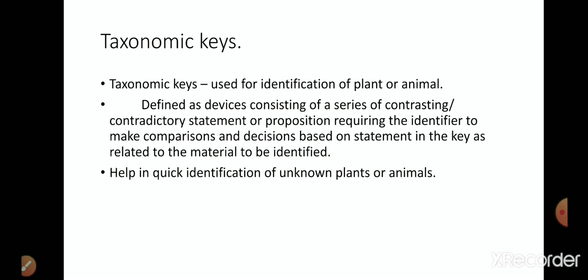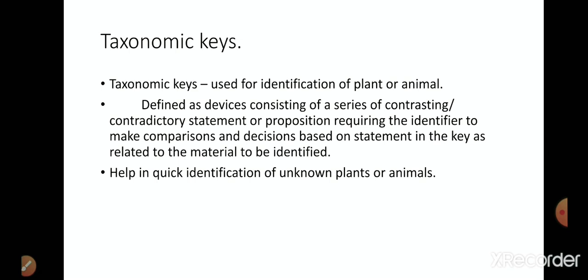This device has a series of contrasting characters, that is, opposite characters. For example, nucleus is present, nucleus is absent. These are contrasting characters of an organism, and we can compare these characters for the identification of the organism, to find out which taxa it belongs to. So basically, we can say that the taxonomic key helps in the identification of unknown plants and animals for human beings.